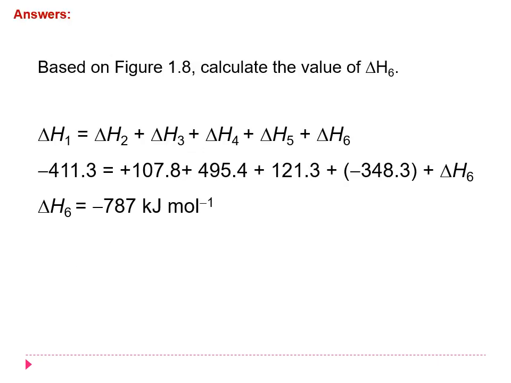Okay, here is the calculation part. Delta H1 equals delta H2 plus delta H3 plus delta H4 plus delta H5 plus delta H6. So we want to know delta H6. Insert all the values into the formula. Be careful of the negative sign and learn how to not make mistakes in the calculator. The final answer is negative 787 kilojoules per mole.